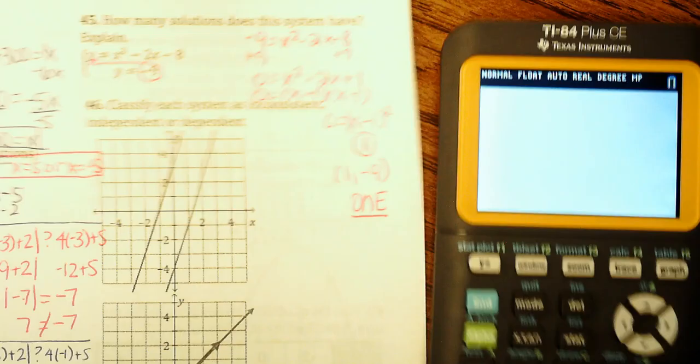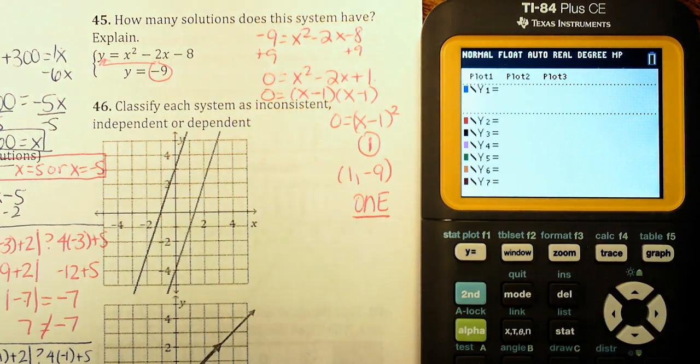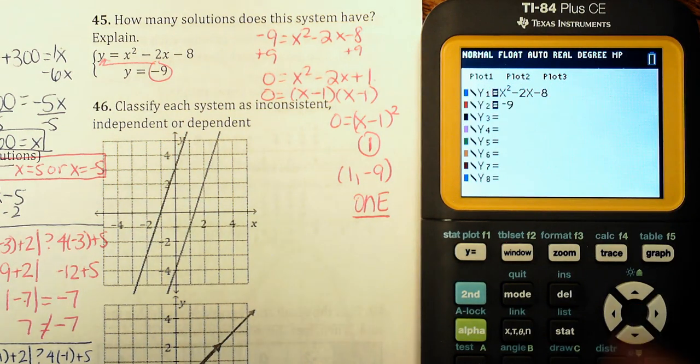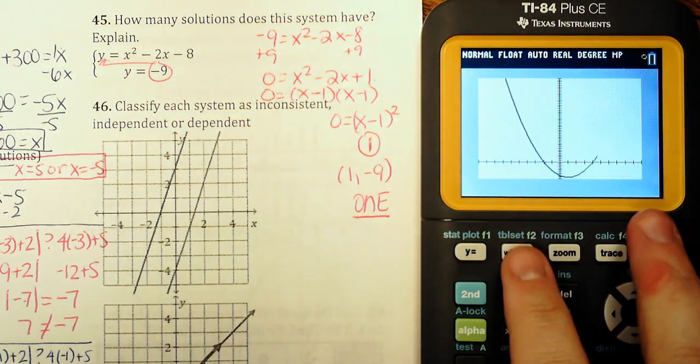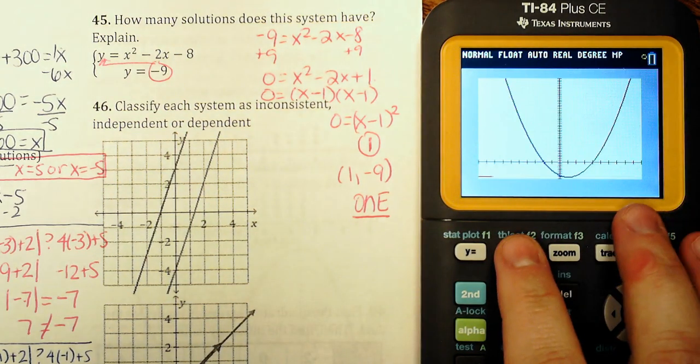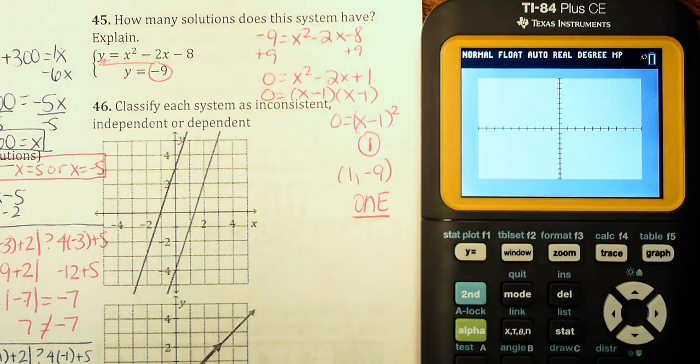Oh, get that glare off of there, sorry. I'm going to go y equals, I'll just clear this out. X squared minus 2x minus 8, and just negative 9. So I'm going to go ahead and hit graph. Oh, fail. Sorry guys, I'm going to have to change the window. Maybe I'll be able to see it here. Let me go, I'll just make it negative 10 to 10.